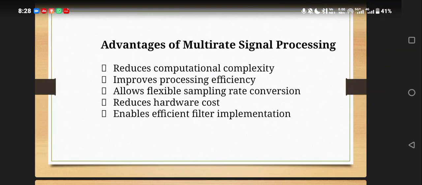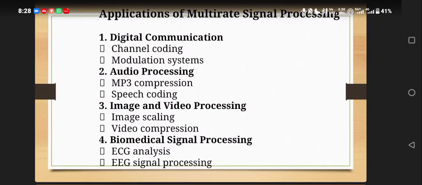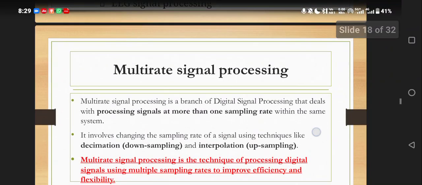Advantages of multi-rate signal processing: it reduces computational complexity, improves processing efficiency, allows flexible sampling rate conversion, reduces hardware cost, and enables efficient filter implementation. Some more applications are in digital communication, where it is used in channel coding and modulation systems; in audio processing, MP3 compression and speech coding; in image and video processing, image scaling and video compression; and in biomedical signal processing, ECG analysis and EEG signal processing.